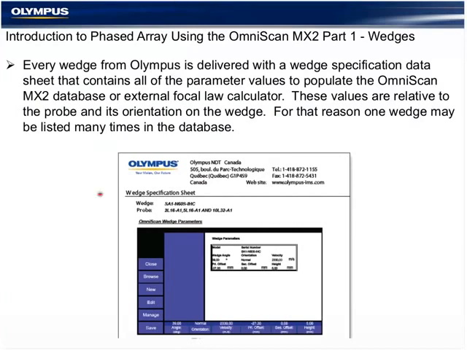All wedges purchased come with a printout of the actual information needed to program them. Regardless of what calculator you're using, whether it's the onboard OmniScan, the setup builder, or TomoView, the information you need is provided in a spec sheet for the wedge. Some of this information can be measured acoustically or mechanically if it's not known. Obviously, the safest, easiest way is to select it from the database.